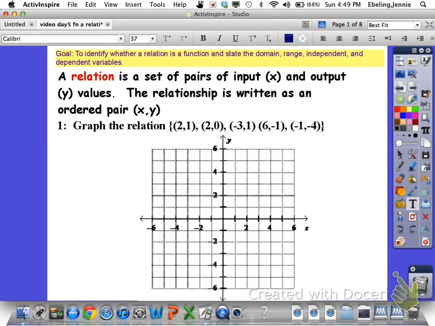Hi, today we're going to be talking about whether a relation is a function. We're going to be taking a look at if a graph passes the vertical line test. We're going to be stating the domain, range, independent, and dependent variables of a function.